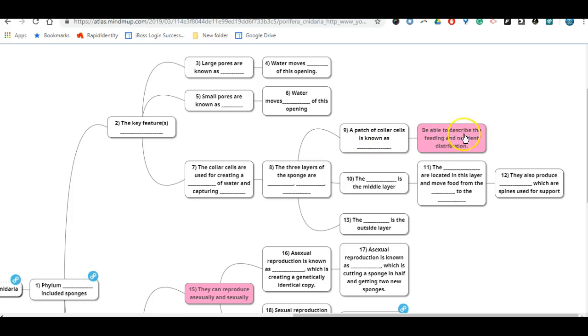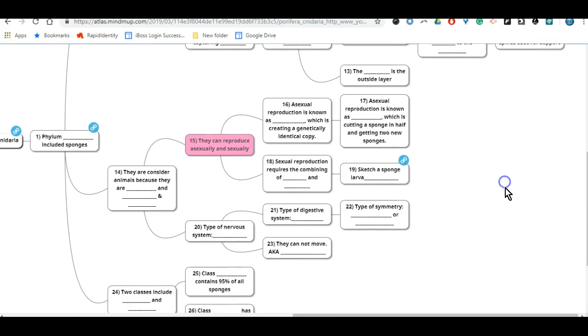On this one, make sure you're able to describe that animation that I just showed you. So again, rewind this, go watch it again. Middle layer, again, mesophyll. Make sure you know what's located there and what it does. Make sure you know what the amoebocytes also produce. Again, super important. It's inside of your notebook. And then what's the outside layer called?